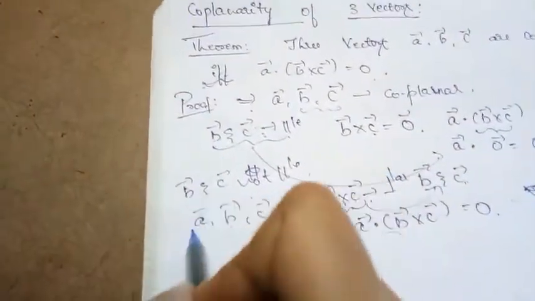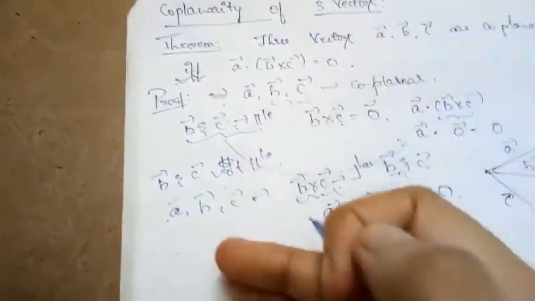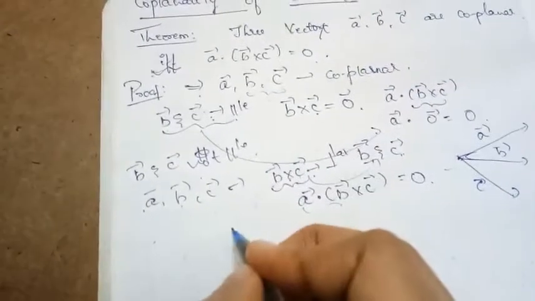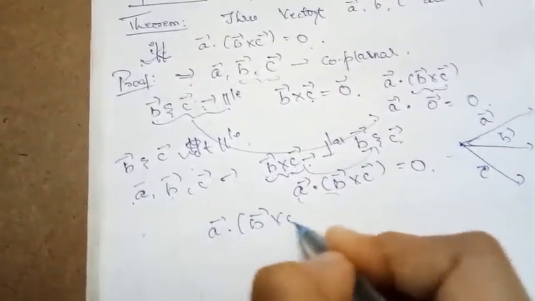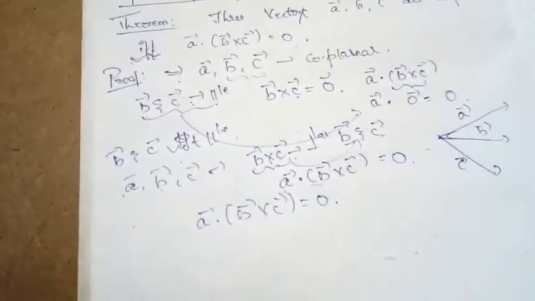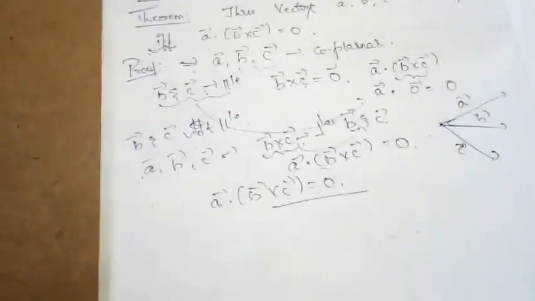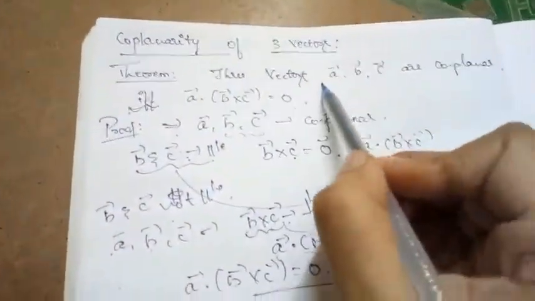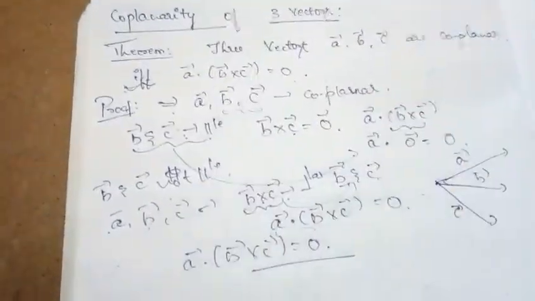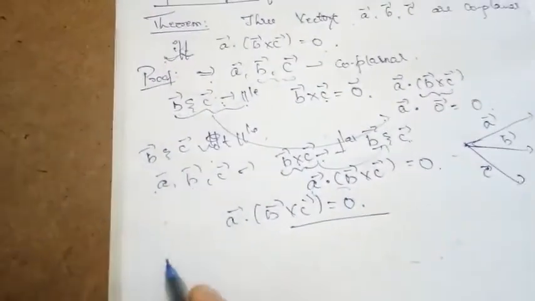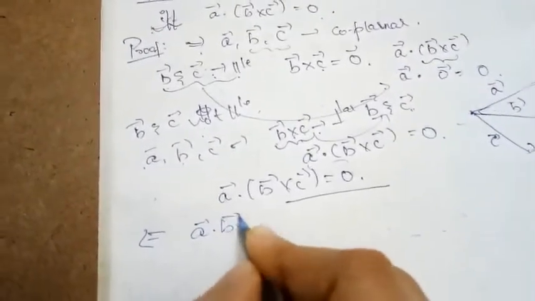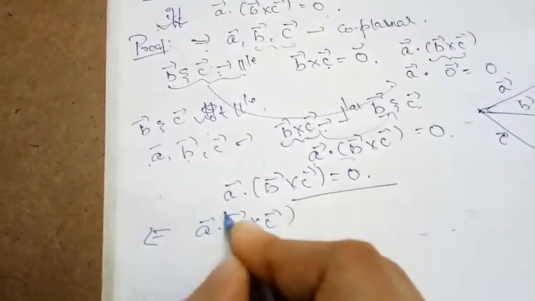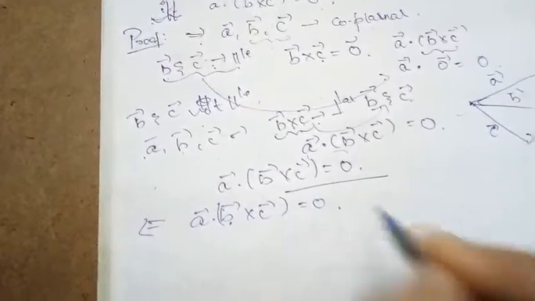So in both the conditions, if it is parallel or if it is not parallel, what? Our scalar triple product, that is vector A dot B cross C, is equal to 0. This is our direct way of proving that if three vectors are coplanar, then the scalar triple product is 0. Conversely, suppose our scalar triple product is 0, that is vector A dot B cross C is 0.